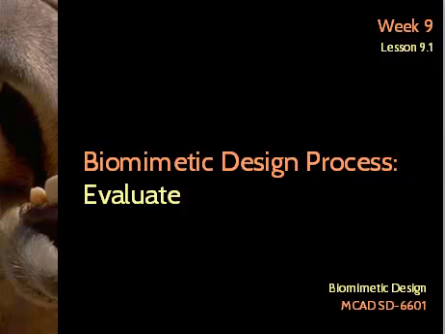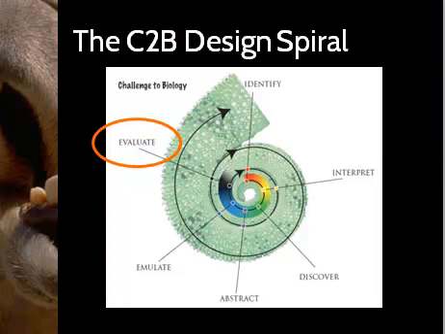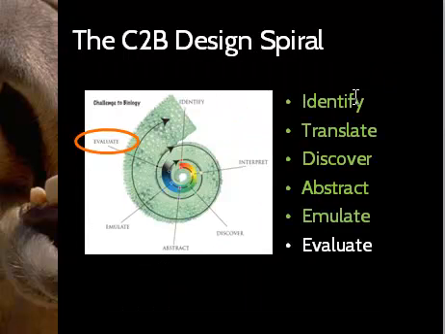So this week we're back to the biomimetic design process and we're going to dive into the evaluate stage. Okay, so you've been through all the other steps in the design spiral and now here we are at the evaluate stage, which is the last stage before you go back to the next lap of the design spiral. So of course in the sequence you've got identify, translate, discover, abstract, emulate, which you did last week when you came up with your design project, and now we're going to do evaluate.